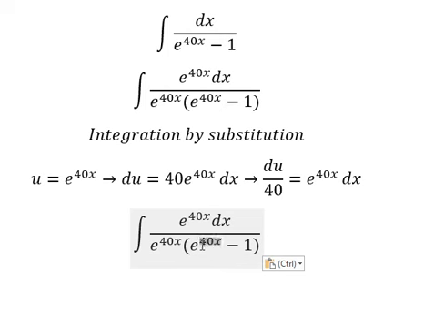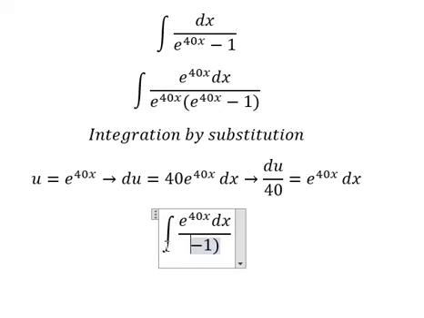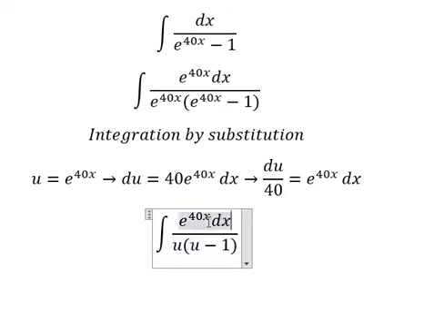So this one we change for u, and this one we change for u. So you get u multiplied by u minus 1. This one in here, we change for du over 40.